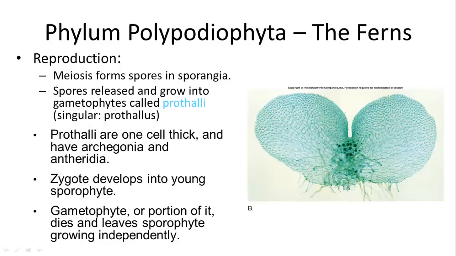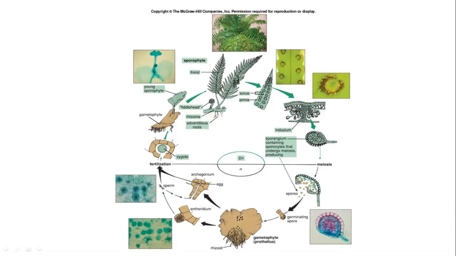The gametophyte then dies, and it leaves the sporophyte to anchor into the ground independently. So, unlike the mosses where the sporophyte was dependent on the gametophyte, it grew on top of the gametophyte. Here, the gametophyte sets the stage for fertilization, some of the first rounds of cell division, but then the sporophyte outgrows it. Okay, so here's the full life cycle, and we'll go over this more in detail in class.